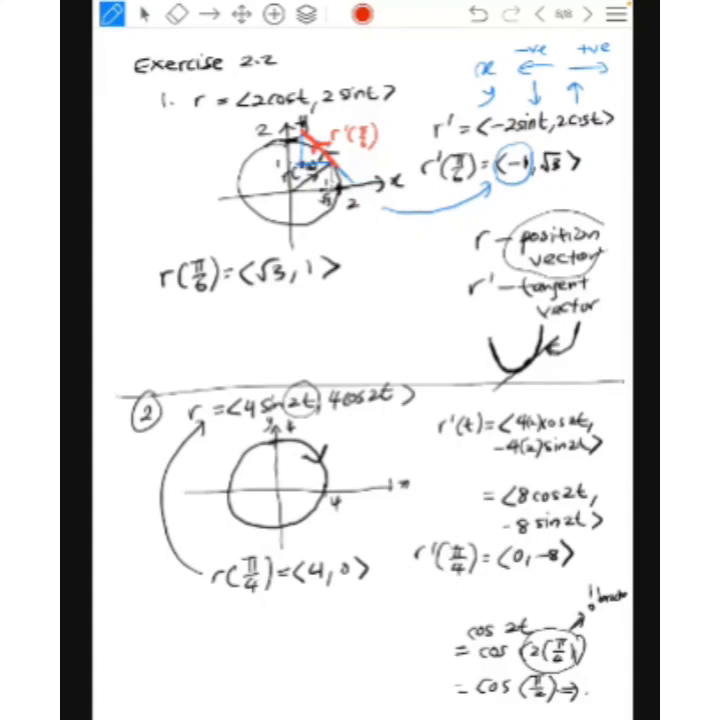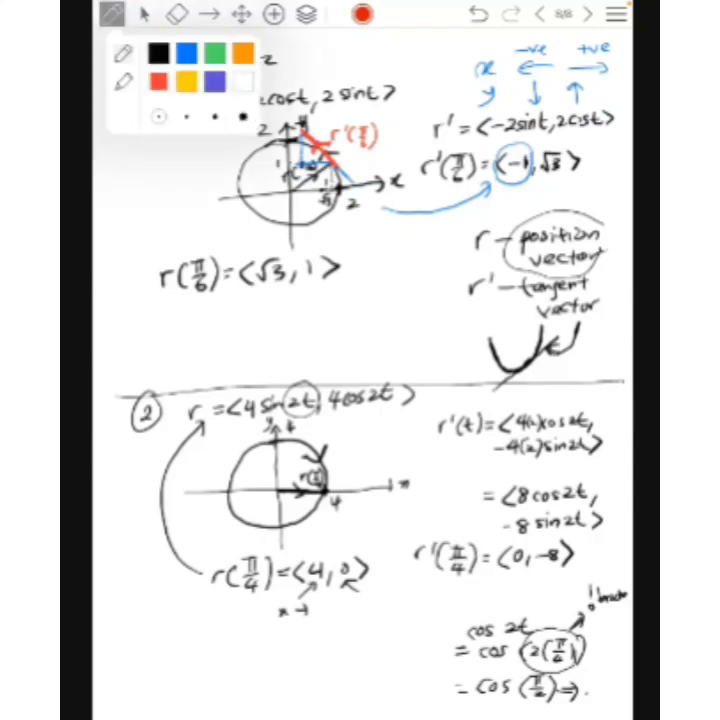Okay, so where is your 4, 0? So this is x, so x it goes there, and then for y it stays static, it goes nowhere. So here is your r of pi over 4. So from this particular point, you can find the direction for r prime of pi over 4.